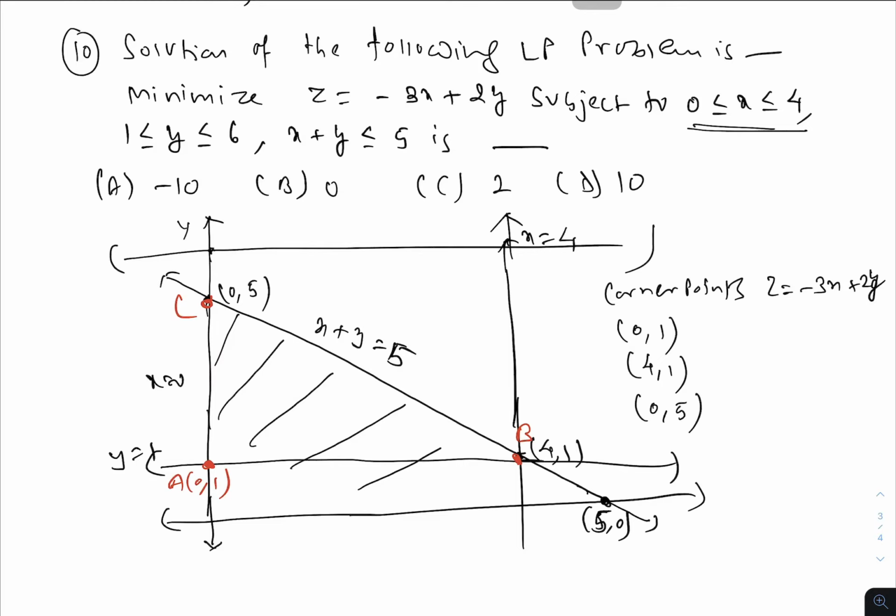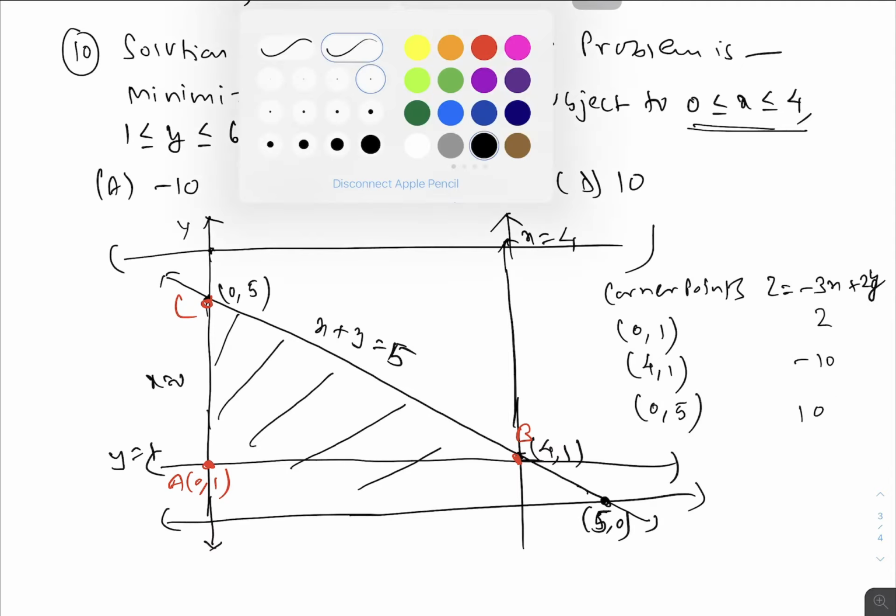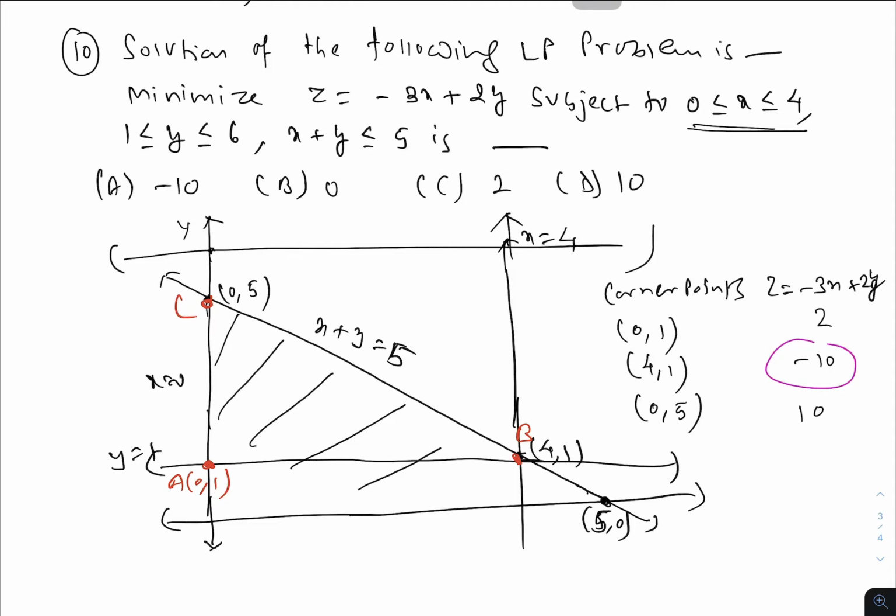If you put this value here, 0 and 1, this is 2. At 4 and 1, minus 12 plus 2, so this is minus 10. At 0 and 5, you will be having 10. So this minus 10 is the minimum value. So the answer is minus 10. Okay.